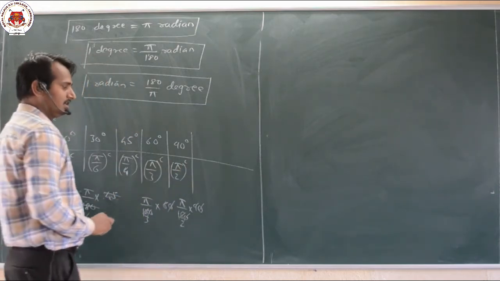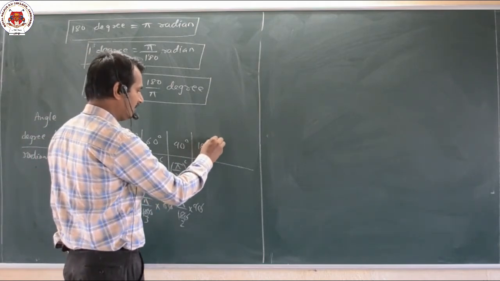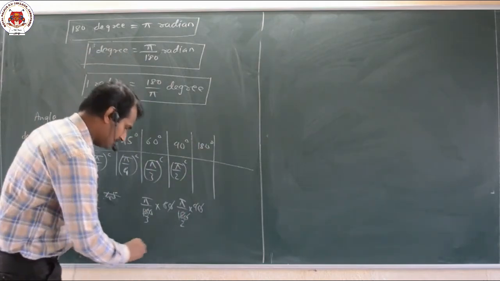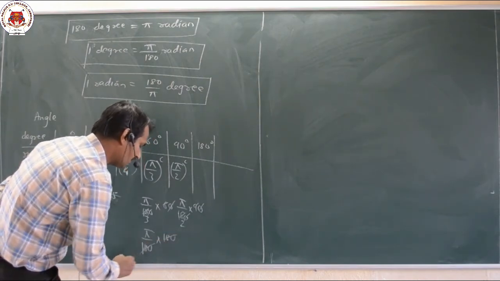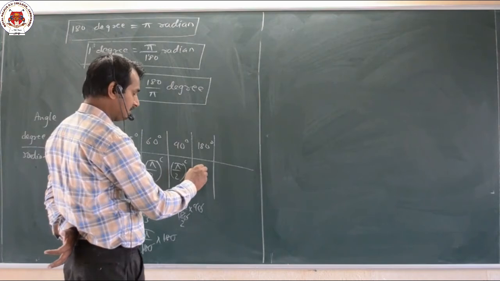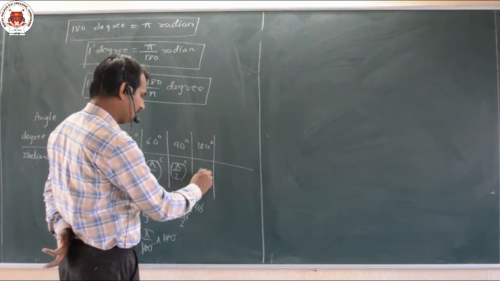Similarly, if I take 180 degrees to radians, that is nothing but pi by 180 into 180. So the 180s cancel, and we get only pi radian.